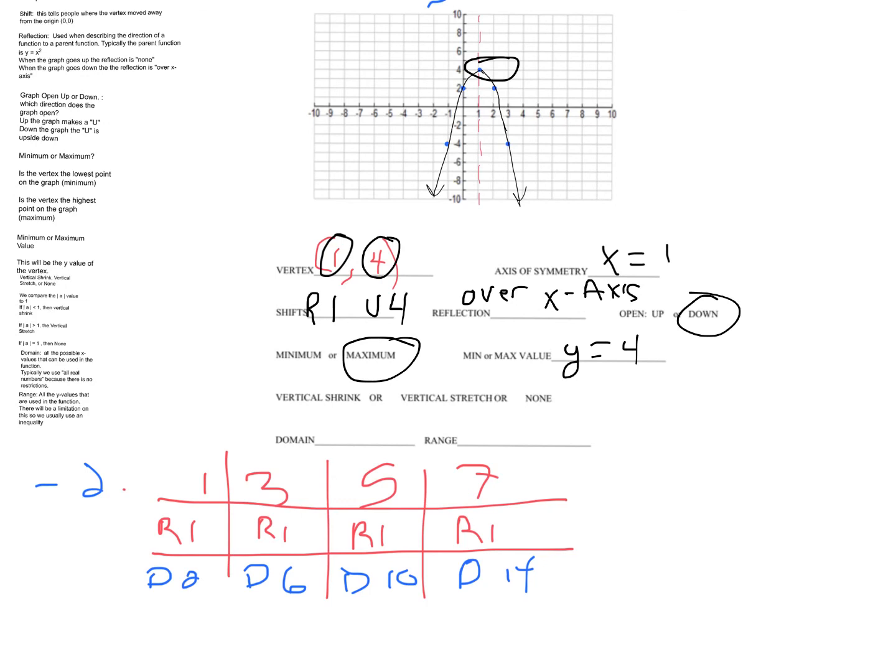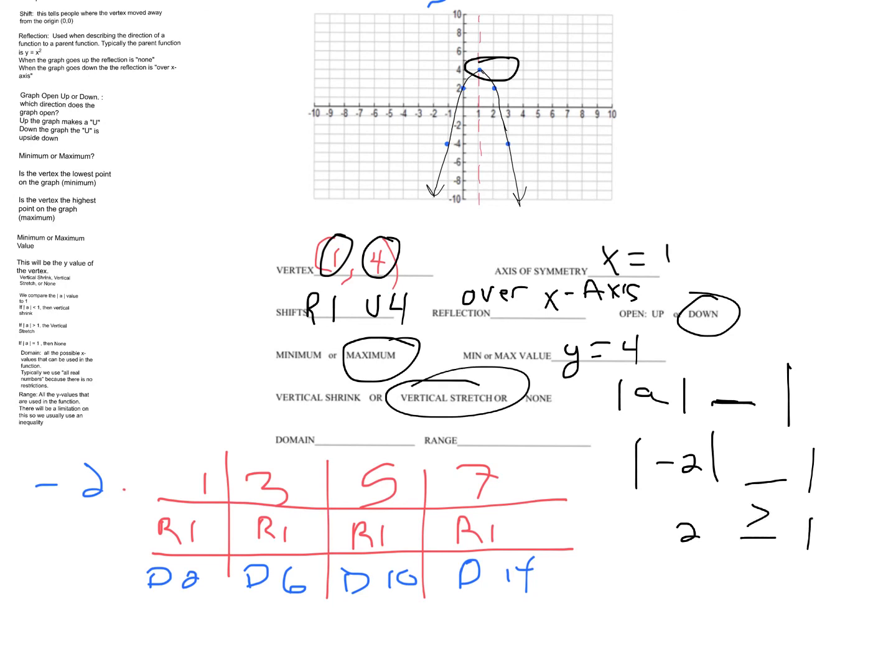Now shrink, stretch, or neither, we compare the absolute value of A to 1. The absolute value of my A is 2 this time. So 2 compared to 1 is greater than, so it is a stretch. Domain is all reals because I have no restrictions. And again, notice my y values this time do not go above 4, so y has to be less than or equal to 4.